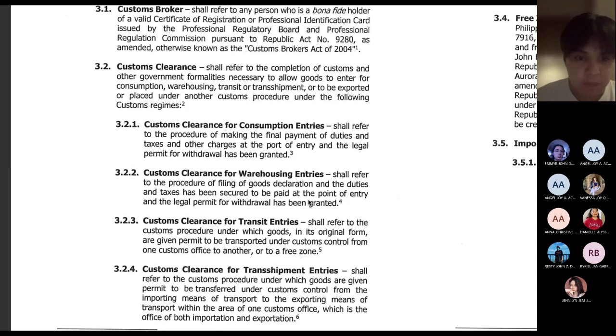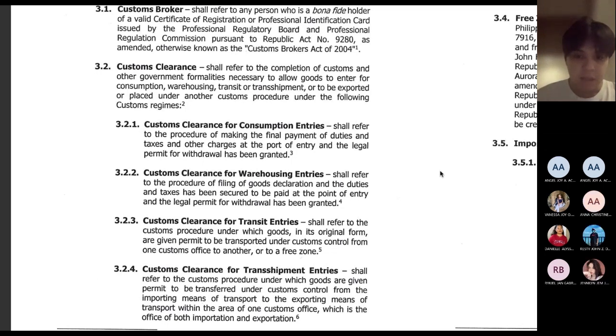3.2.2 Customs clearance for warehousing entries shall refer to the procedure of filing of goods declaration and the duties and taxes have been secured to be paid at the point of entry, and the legal permit for withdrawal has been granted. 3.2.3 Customs clearance for transit entries shall refer to the customs procedure under which goods, in their original form, are given permit to be transported under customs control from one customs office to another or to a free zone.